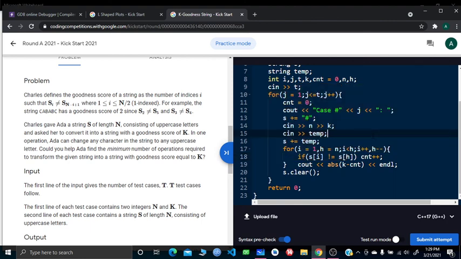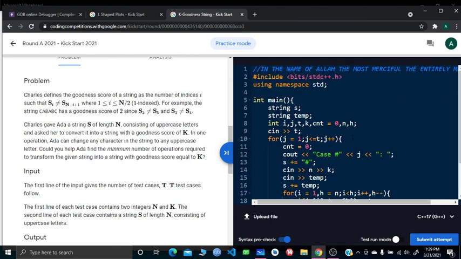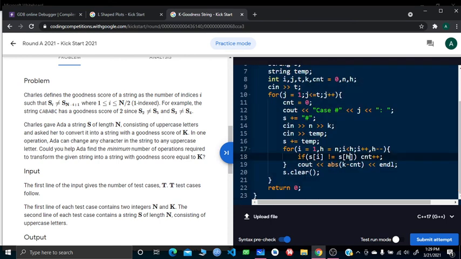So that's exactly what I did here, taking the test case, taking the strings, and comparing them like we do to find a palindrome, and then the absolute value of k minus cnt. That's going to be the final answer, and then clearing the string. So that's it, I guess.